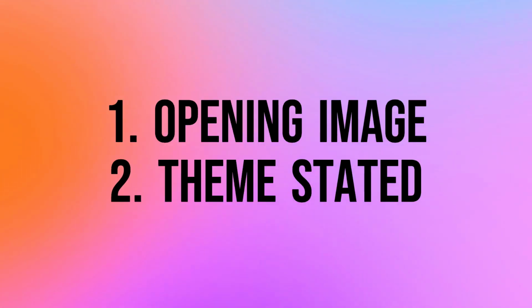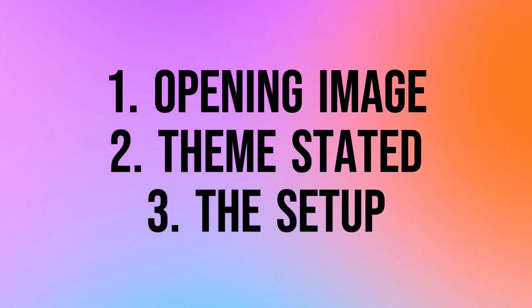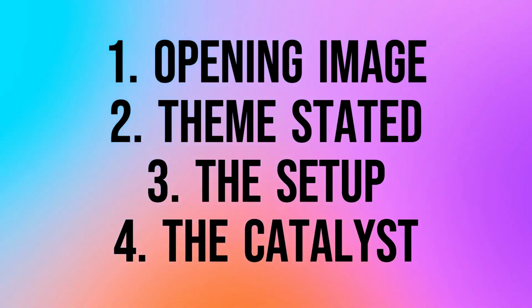Number 2, theme stated. Character hints at the novel's theme or what the protagonist must learn by the end. Number 3, the setup. Show the hero's regular life and uncover their flaws. Number 4, the catalyst, also known as the inciting incident that pushes the character into action or helps them discover the new world of their story.